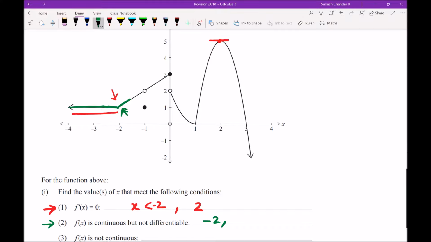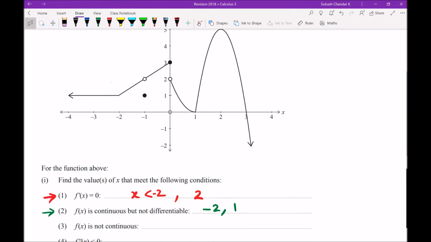So that means negative 2 is 1 point. As I keep going, it's not continuous, not differentiable, and then not continuous here. Then this point right here is continuous, because I can draw this without taking my pen off. However, because it's a sharp point, it's not differentiable. Is that all right? Okay, so I've already used red and green. I'm going to take the colors out so that we can do the rest.